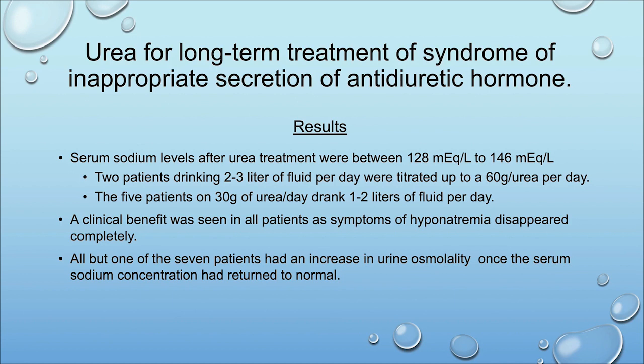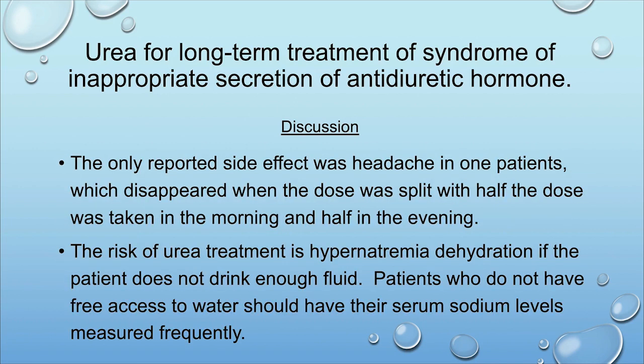2 patients drinking 2 to 3 liters of fluid per day were titrated up to 60 grams of urea per day. 5 patients on 30 grams of urea a day drank 1 to 2 liters of fluid per day. A clinical benefit was seen in all patients as symptoms of hyponatremia disappeared completely. All but 1 of 7 patients had an increase in urine osmolality once the serum sodium concentration had returned to normal. The only reported side effect was headache in 1 patient, which disappeared when the dose was split, with half the dose taken in the morning and half in the evening.